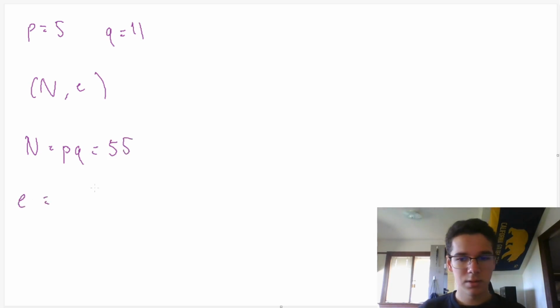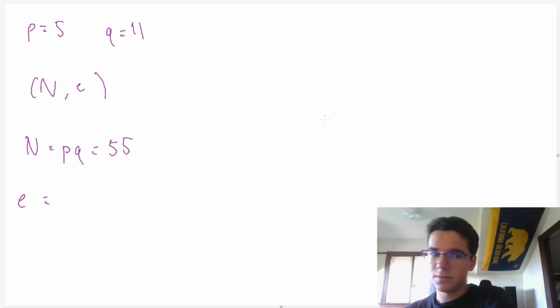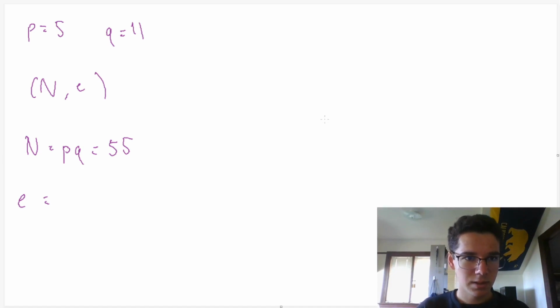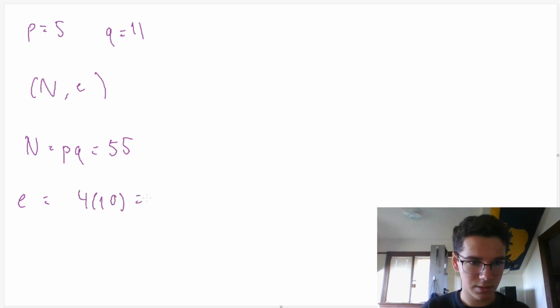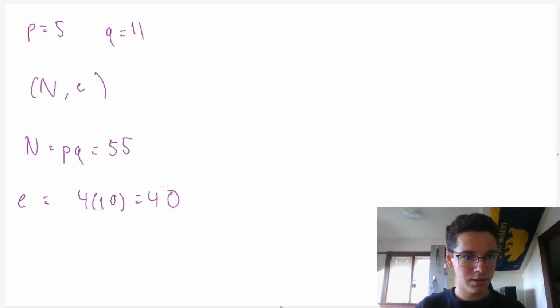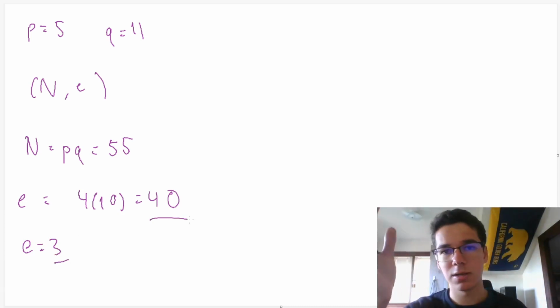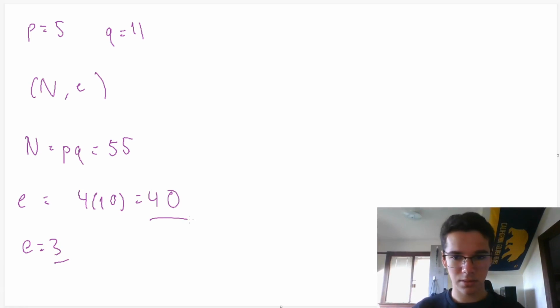E is equal to the, let's see, let me check actually. Sorry, so yeah, E is relatively prime to P minus 1 times Q minus 1. So P minus 1 times Q minus 1 is going to be 4 times 10, which is equal to 40. And it should be relatively prime to 40. And that means the greatest common divisor between E and 40 should be 1. So E is going to be 3. And you can verify that the greatest common divisor between the two is 1.